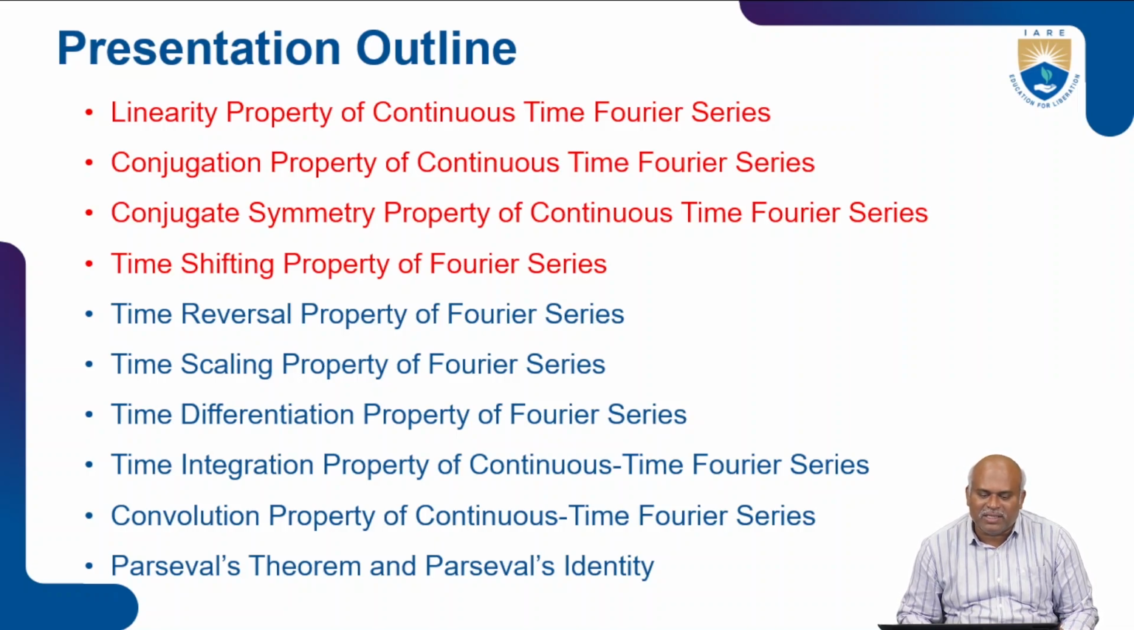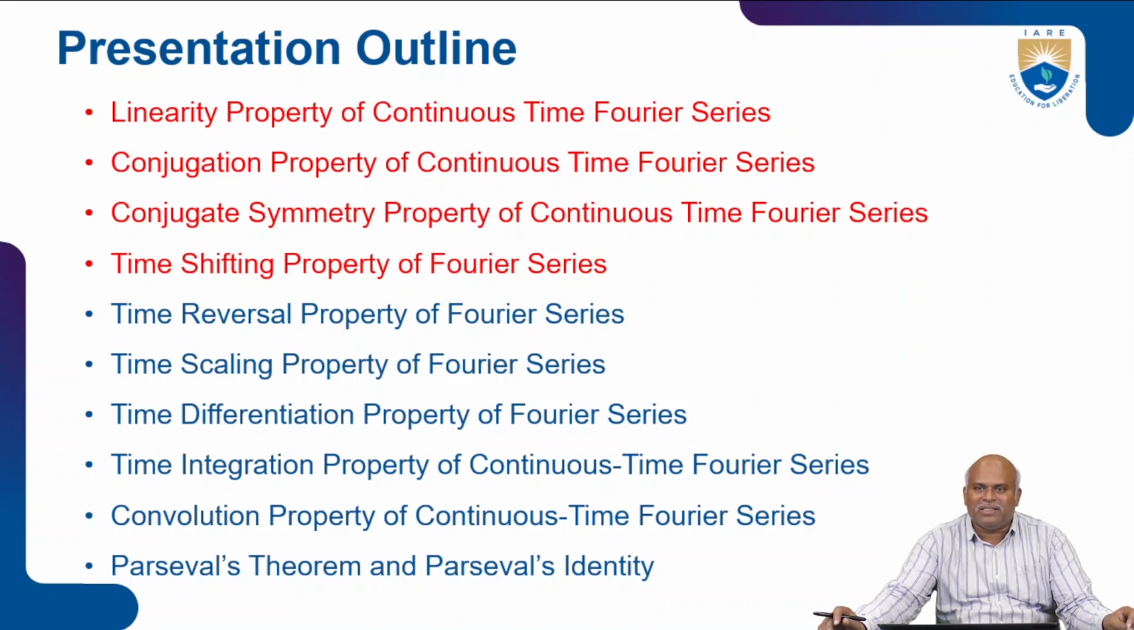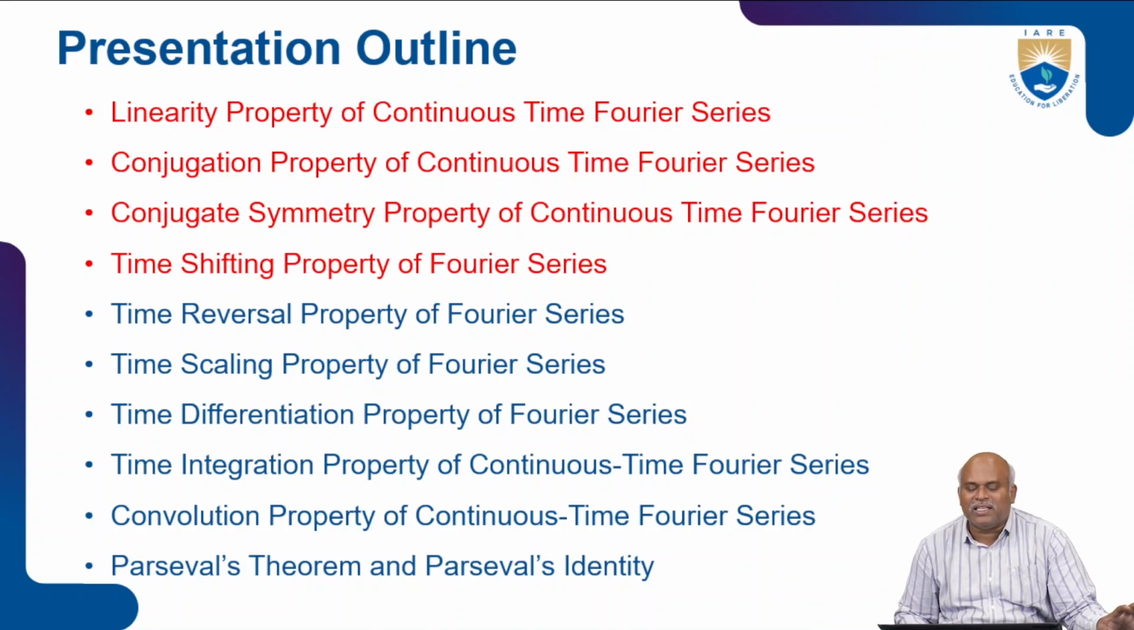The properties of the Fourier series are: the linear property of continuous time Fourier series, the conjugate property, the conjugate symmetric property, the time shifting property, the time reversal property, the time scaling property, the time differential property, the time integral property, the convolution property of continuous time Fourier series, and the Parseval theorem and Parseval identity of Fourier series. We studied the Fourier series properties. So up to this much, the Fourier series properties are over.